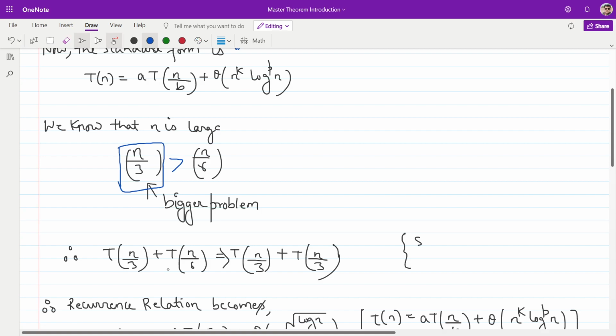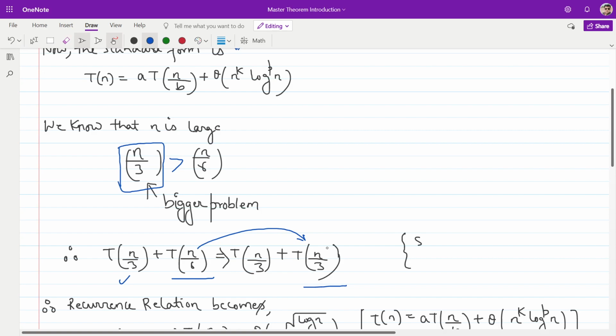So what we will be doing is replacing this T(n/6) term with the T(n/3) term. Why? Because this is a smaller problem, so the overall time complexity will be governed by the term that is higher in magnitude, the problem with the higher size. We know that T(n/3) is the problem with the higher size. So instead of n/6, I will replace it with n/3. So T(n/3) + T(n/6) becomes T(n/3) + T(n/3).